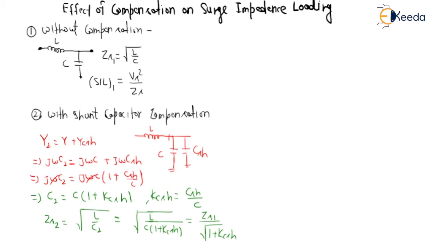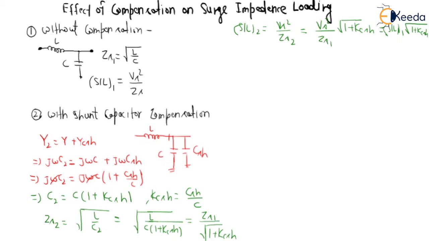So SIL2 value will be equal to Vs square upon Zs2. Putting the value, Vs square upon Zs2 means Zs1 divided by under root, that is multiplied by under root of 1 plus KCSH. So this will be SIL1 into under root of 1 plus KCSH. So we have this now.